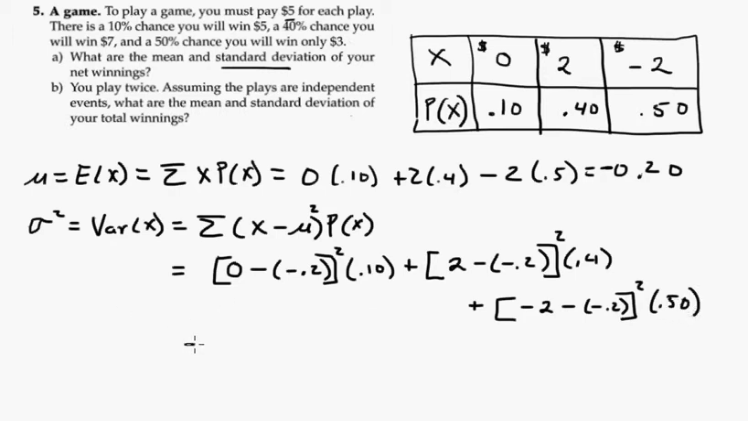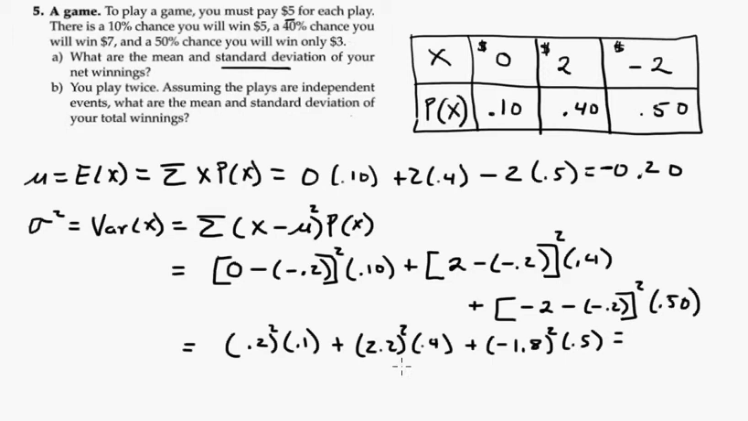So you may have to clean this up a little bit before you put it into the calculator. Obviously this is going to be a positive 0.2 squared times 0.1 plus this is going to be 2.2 squared times 0.4, and that's going to be a negative 1.8 squared times 0.5. Okay, so you have to put that into the calculator, and I get 3.56. So then the standard deviation of x, SD of x, is the square root of 3.56. And that comes out to be 1.89. Okay, so that's the first, that's A.